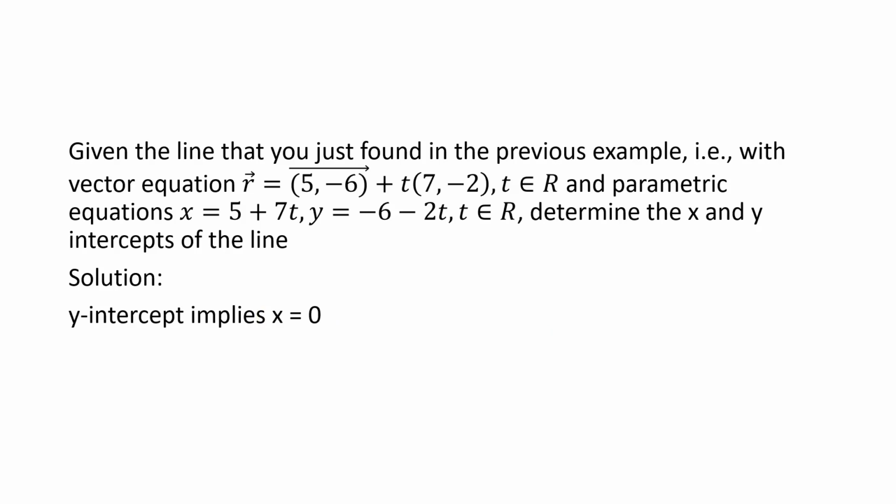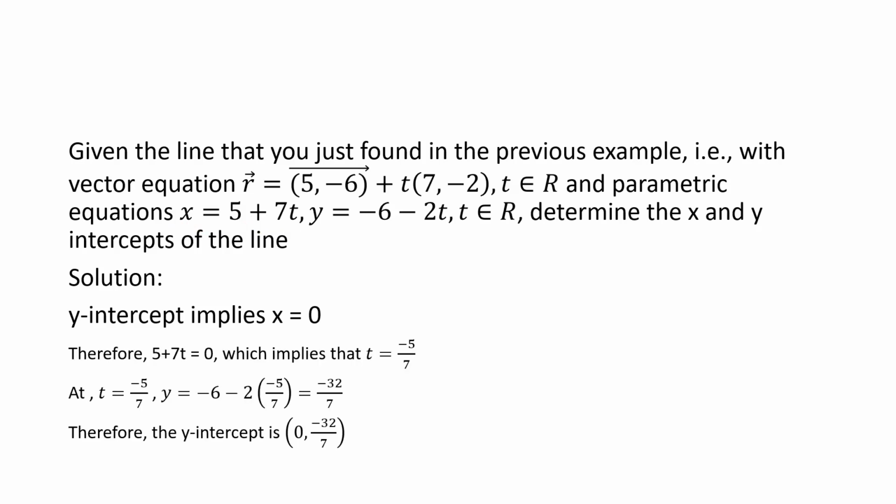And for the y-intercept, an analogous process, we're just going to let x equal 0. So x equals 0 means 5 plus 7t equals 0. A little grade 9 math on that. You get t is negative 5/7. And then you take that t value of negative 5/7 and plug it in for that y right there. You get negative 32 over 7, and you've got a y-intercept of 0, comma, negative 32 over 7.